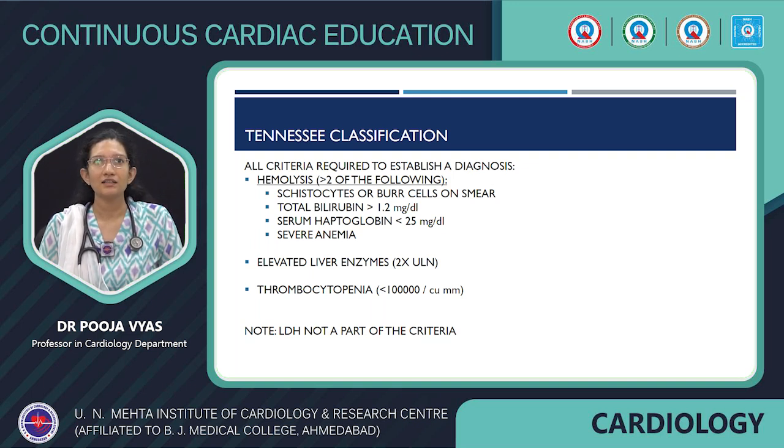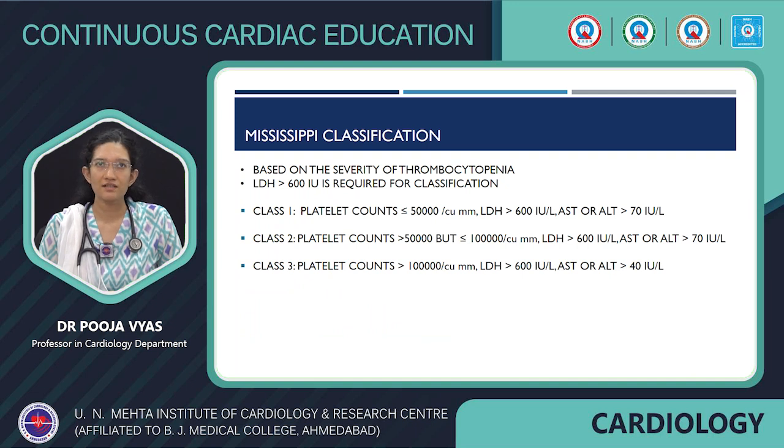There is another classification, the Mississippi classification, where LDH is required. LDH more than 600 international units is required for the classification. There are classes 1, 2 and 3. Class 1 is the severest form of HELLP syndrome, characterized by platelets of less than 50,000 per cubic millimeter, and AST or ALT of more than 70 international unit per liter.